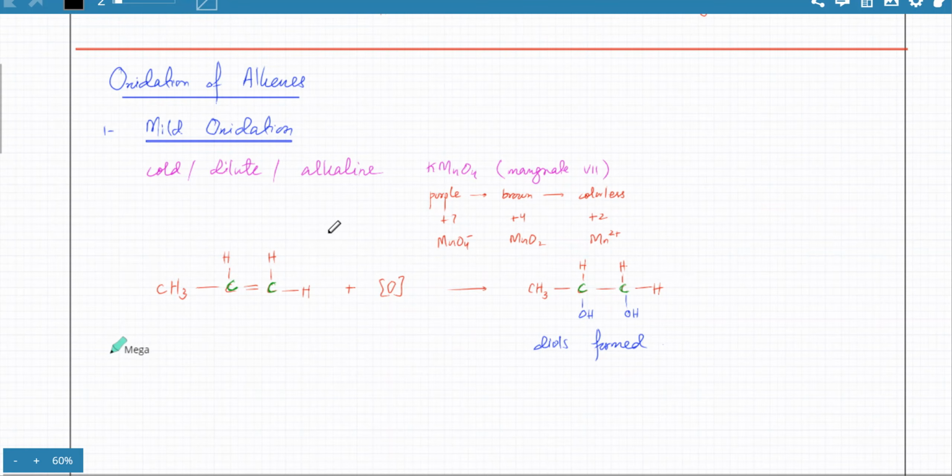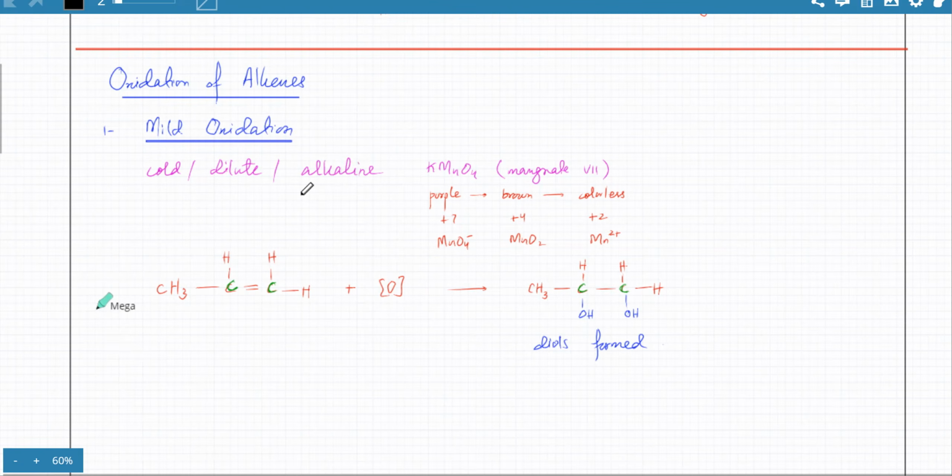Sir, why have you written this oxygen in brackets? That just represents the oxidizing agent. That's the way to represent an oxidizing agent. Sir, where did that H come from? There's water as well, OH. It's the whole KMnO4. Okay. I mean, you're not writing the whole equation. It's not even an equation. It's just an alkene reacting with an oxidizing agent and forming a diol. Alkaline KMnO4 means there are OH ions as well. Dilute means there's water as well. So there are lots of things. It's a whole equation.